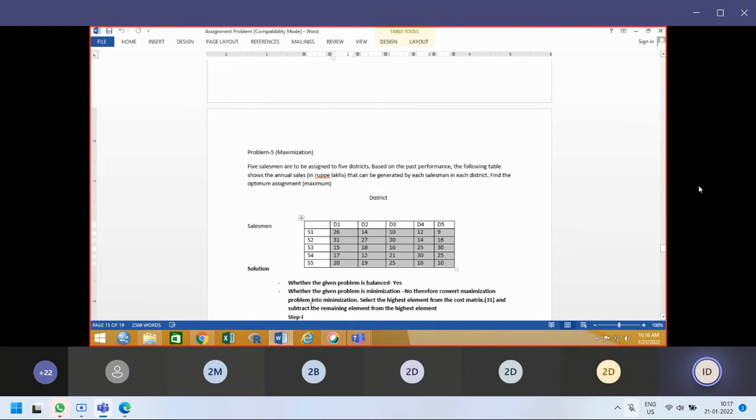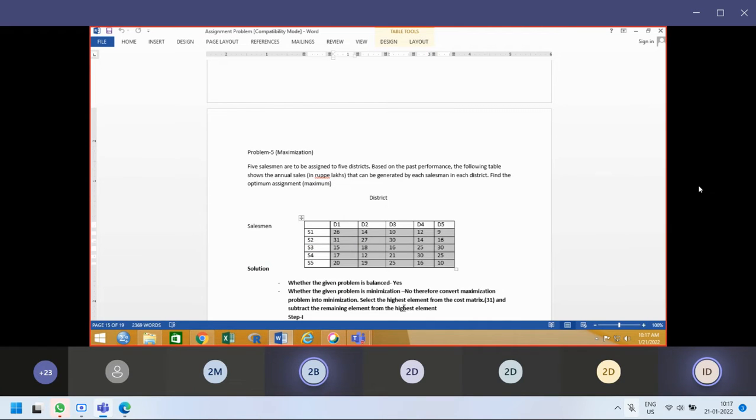Now here, as I said, it is a maximization problem, right? So this problem we have to convert into a minimization problem. The conversion process, try to understand: select the highest element from the cost matrix. If you look at the cost matrix, what is the highest element?